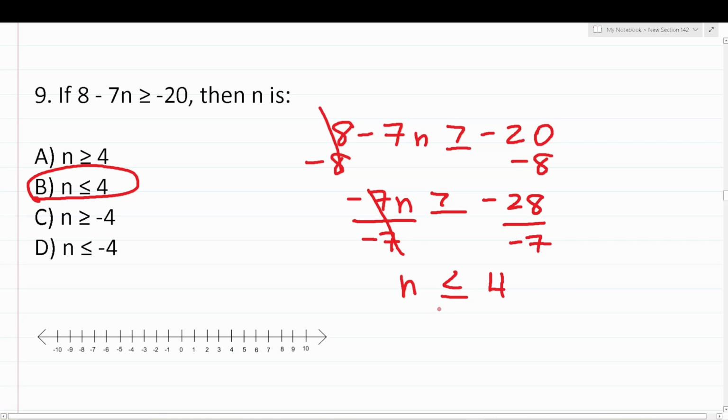Again, we have a less than or equal to symbol. So we know we're going to go to 4 and put a closed circle above it. This says n is all the values that are less than or equal to 4. What values are less than 4? Well, 3 is less than 4, 2 is less than 4, 1 is less than 4, 0 is certainly less than 4. So our arrow is going to go this way.